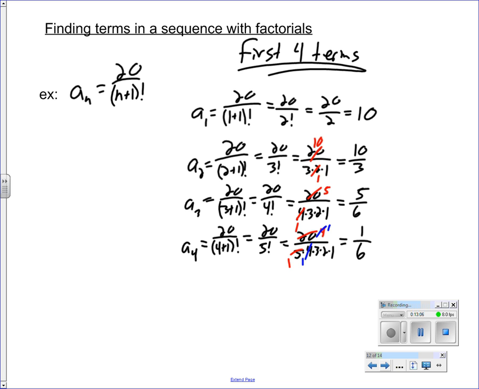So if you want to see some more examples with this, or find some other resources to help you understand working with factorials, you can just search for factorials and find some other resources out there for extra practice or better understanding.